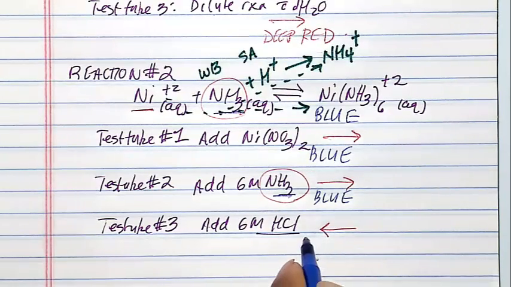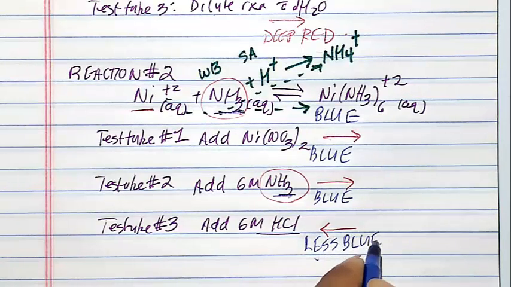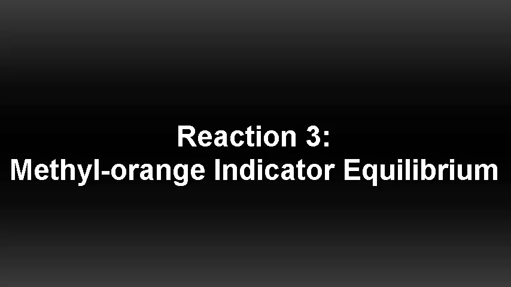So we would expect a disappearance of blue or less blue here. So notice more of a colorimetric detail, more of looking at different colors. In reaction 3, we're actually going to look at an indicator. The indicator is called Methyl-Orange. I'm going to just call it like that.